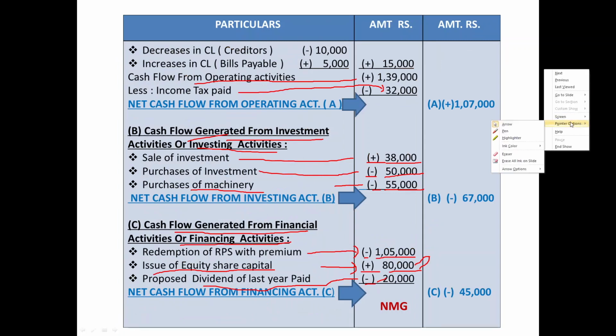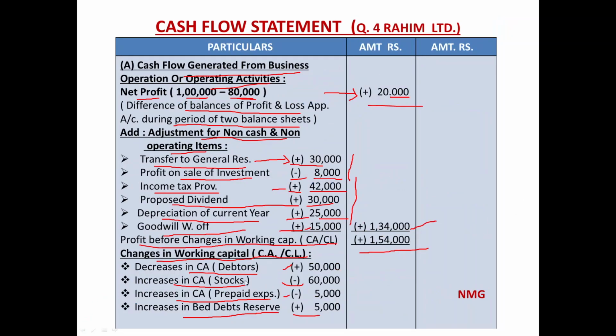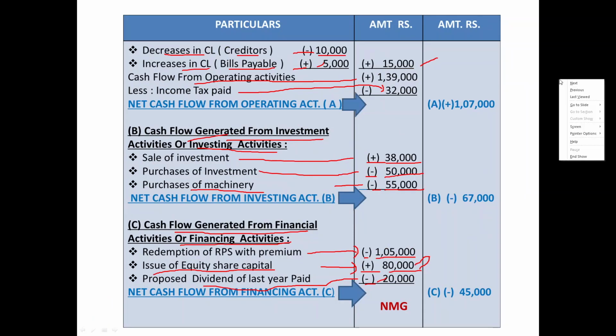And 2 more items of the current liabilities. Decrease is in CL, namely creditors. Decrease is the cash flow minus 10,000. Increase is in CL, namely bills payable. Increase is the cash flow plus 5,000. Total of these 6 items of current assets and current liabilities plus 15,000. Earlier it was 1,54,000 cash profit as we already saw, and now this 15,000, that gives the final answer plus 1,39,000 cash flow from operating activities.